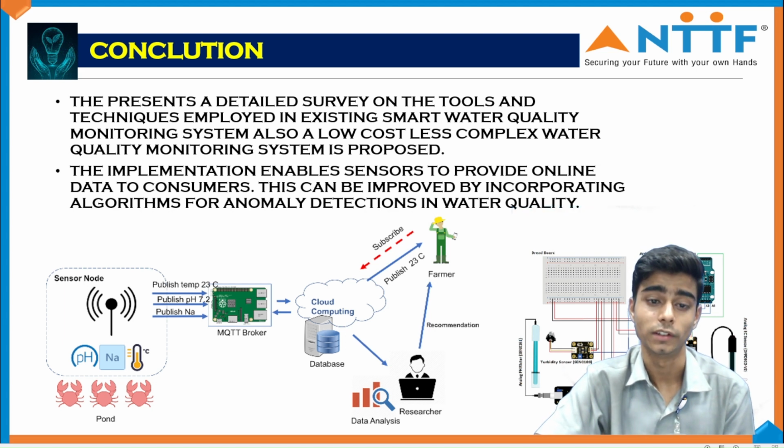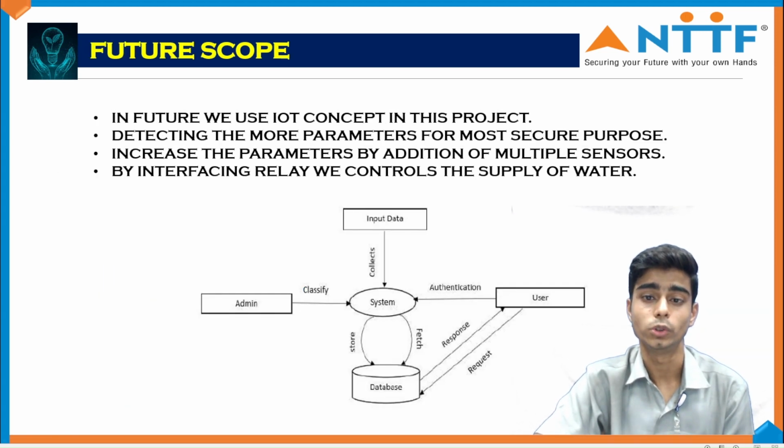You can look at the sensor node and the published temperature of 23 degrees Celsius, and the published pH of 7.2, and the normal pH value of water is around 7.2. If the pH value is more than 7.2, then it is basic, and less than 7.2 is acidic. Future scope. There are four future scopes in this project.